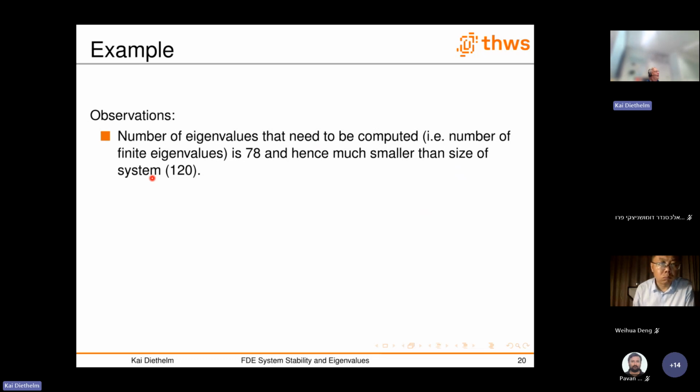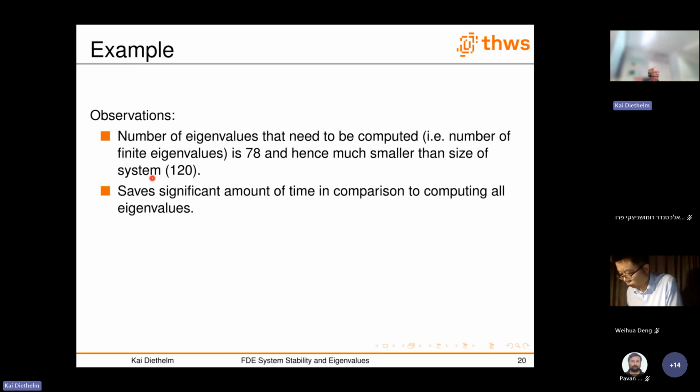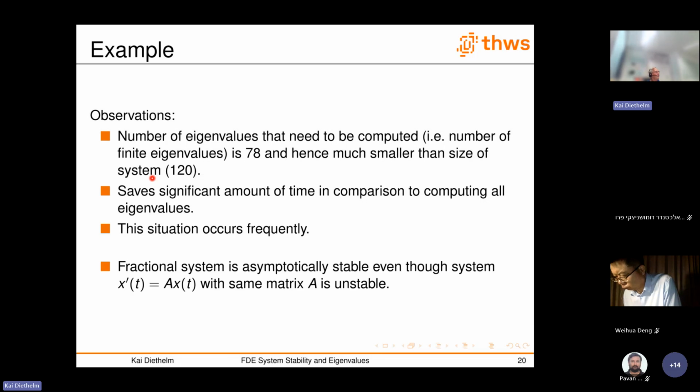So what can we see in this example? We can see that the number of eigenvalues that our algorithm needs to compute was 78. That's the number of finite eigenvalues. The size of the system is 120, so we have to compute much fewer than 120 eigenvalues, and that saves us a lot of computation time. And this is the situation that we have in practice very, very frequently. And we can also see that the fractional system with those orders is asymptotically stable, even though the system of first-order differential equations with the same coefficient matrix is unstable.